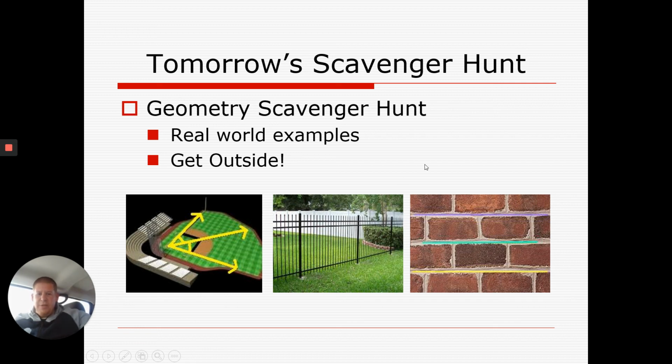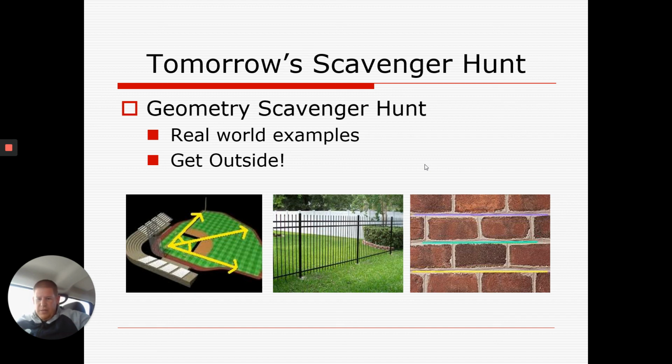All right, tomorrow's scavenger hunt. Tomorrow for your assignment, we're going to do something a little different, a little fun. We're going to have a little kind of cheat sheet for you, and we want you to just get outside, and you're going to be looking for some real-world examples of types of lines, types of angles, different things that you can find out in the real world.